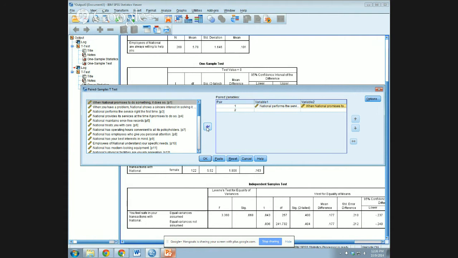So our null hypothesis might be: National promises to do something and does it is equal to it doing it right the first time, as opposed to National promising to do something and doing it right the second time. I want to switch these variables' order. Again, I can change my confidence interval, but we're not going to do that right now. So I have variable 1, mean 1, and variable 2, mean 2. These are related means. And I hit OK.